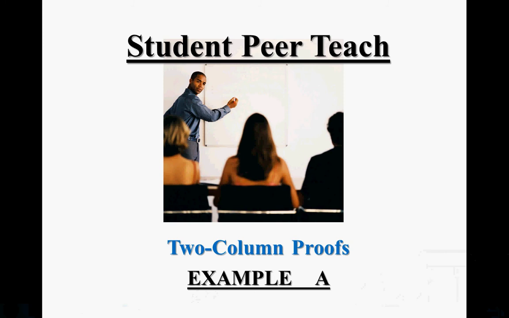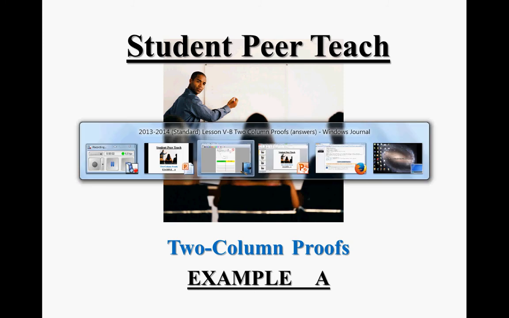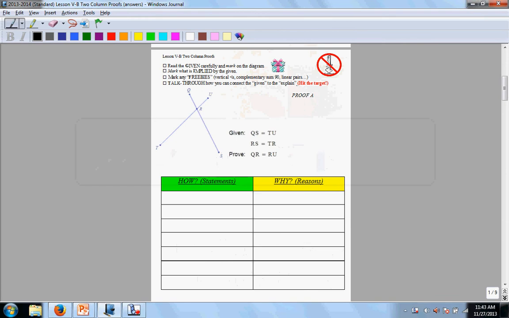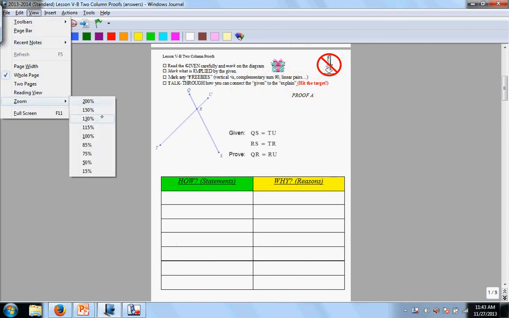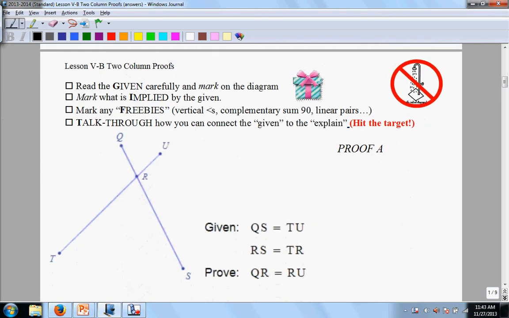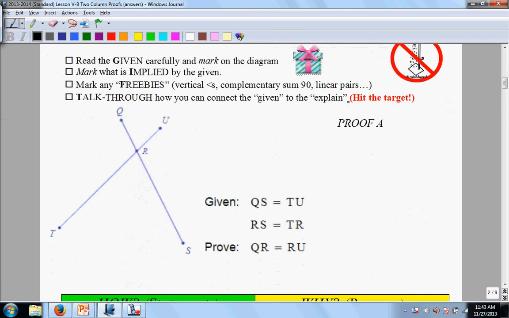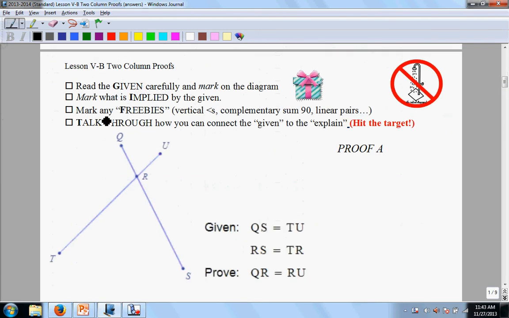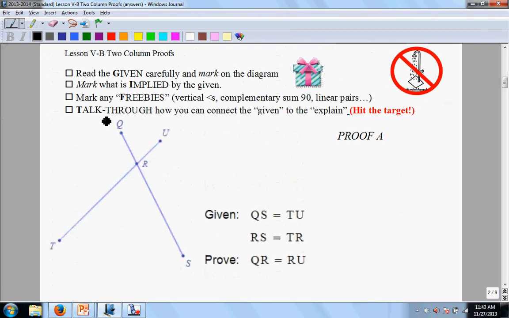This is the two-column proofs, example A. You're going to become a master teacher of this particular problem, so pay very close attention to the process that's used. I'd like you to walk your classmates through a similar process. First, we're going to walk through GIF. That's why you're not even looking at the proof. Really, all the thinking is done in this process.